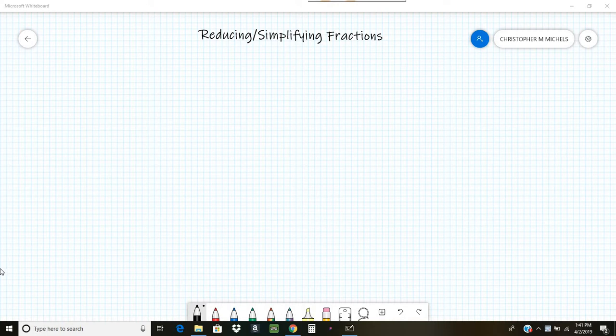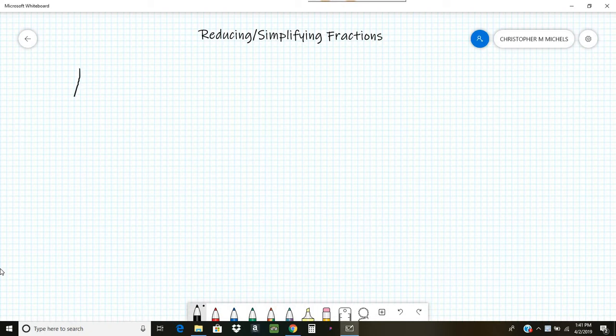Okay, when you're reducing or simplifying fractions, now we've already talked about changing mixed numbers into improper fractions and changing improper fractions back into mixed numbers, but reducing and simplifying fractions is just something that goes hand in hand with all this stuff. It's one of those things you have to do all the time, it's just kind of common knowledge, but just remember, anytime you see reducing or simplifying, they mean the same thing. Okay, so let me show you what I mean by this.